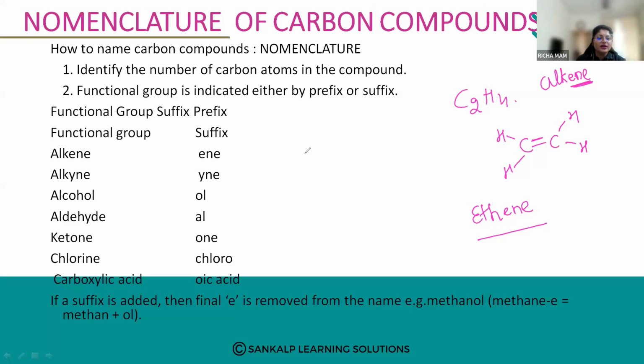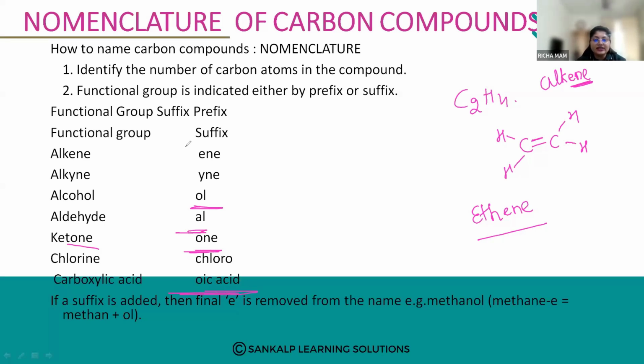Now, whenever you have a haloalkane, the prefix which you are going to add, suppose you have a chlorine, you are going to add as chloro, bromo, etc. Suppose you have a class of compound like alcohol, then the suffix which we are going to use is -ol. If you have an aldehyde, the suffix is -al. If you have ketones, the suffix is -one. Then carboxylic acid, we are going to use -oic acid.